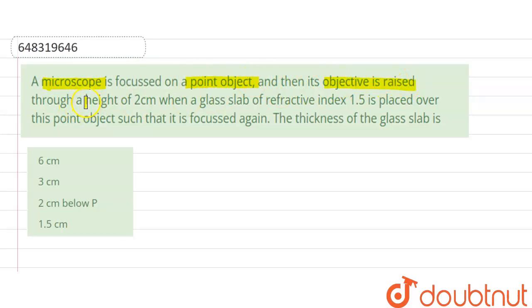Hello friends, our question is: a microscope is focused on a point object and then its objective is raised through a height of 2 cm when a glass slab of refractive index 1.5 is placed over this point object such that it is focused again. Thickness of the glass slab is.